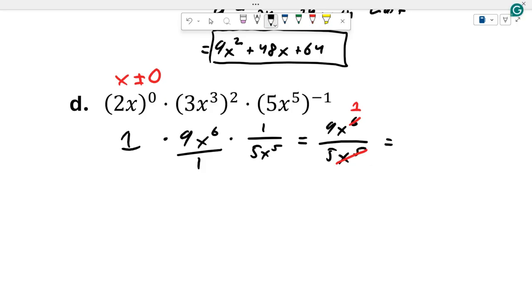So what I have is 9x. Now it is x to the first, but you want to express your answers as simply as possible. And if it's x to the first, don't write the 1. Just leave it as x. You can assume it's x to the first. So it's 9x over 5, and that is my final answer for 2D.